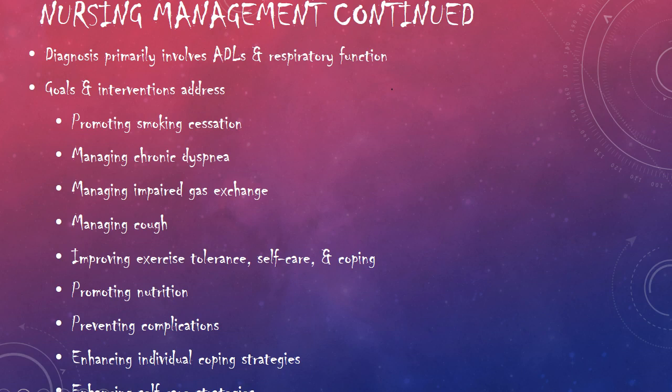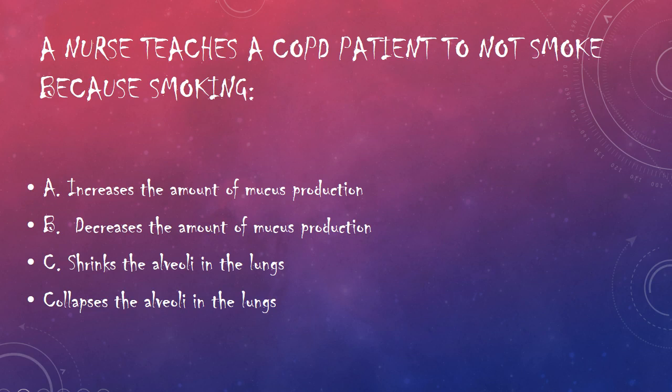Some goals and interventions need to address promoting smoking cessation, managing their chronic dyspnea, managing their impaired gas exchange, managing their cough, promoting nutrition, preventing complications, enhancing self-care strategies. Diagnosis is involved with improving their ADLs and their respiratory function. That's how you're managing their COPD. You're giving them education about things they can do to improve their COPD. It's not going to go away, but they can manage it and have better quality of life because of that management.